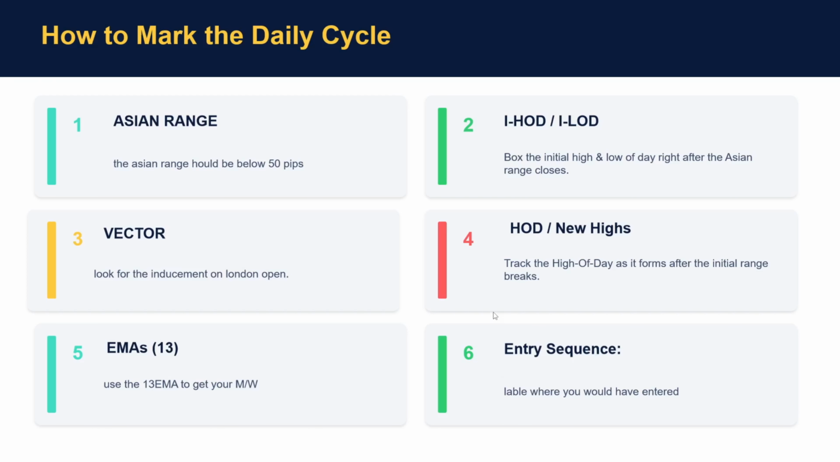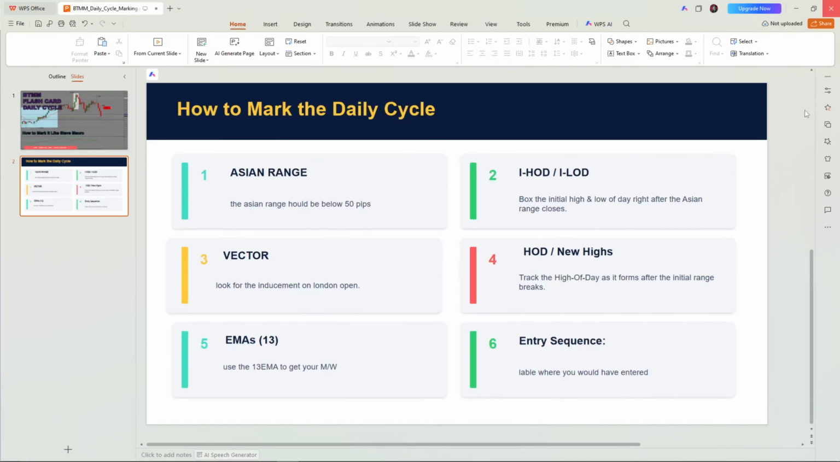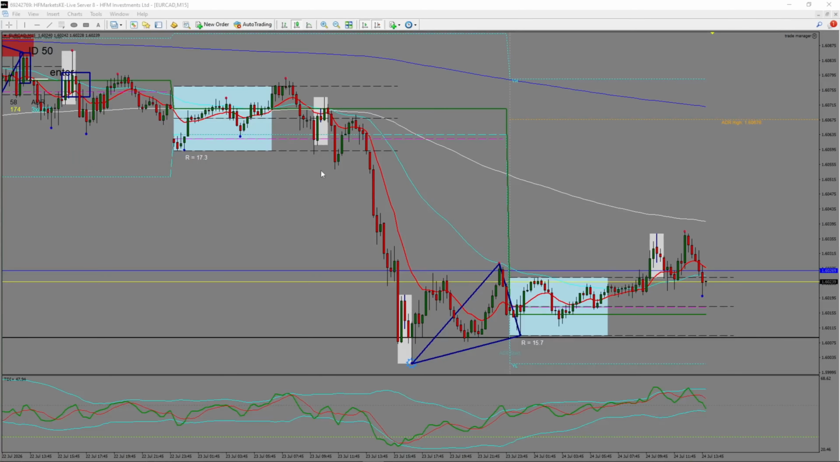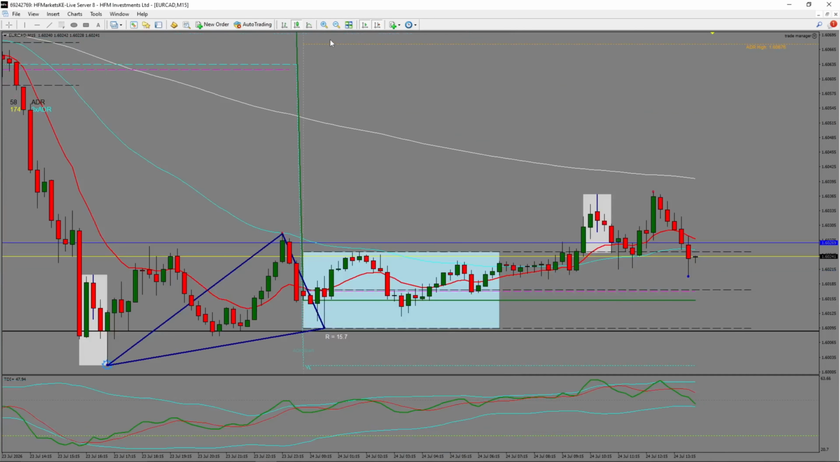Okay, so I want us to dive into the charts, and this is where I'll be explaining everything. I'll do this using live charts. So this is a chart already happening. You can see an interesting pattern here already. So let's start with this one. When you come to your chart, the very first thing you have to check is the Asian range. Is the Asian range less than 50? Yes, so this is a valid trade.